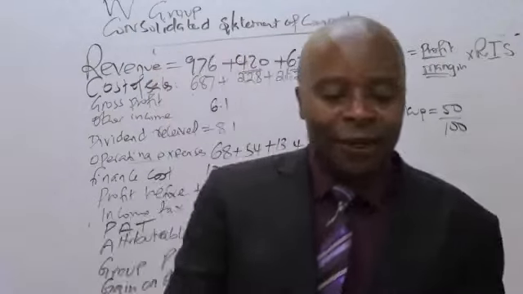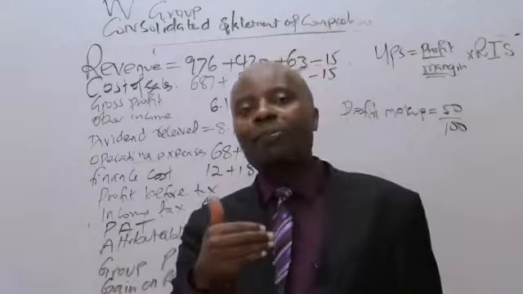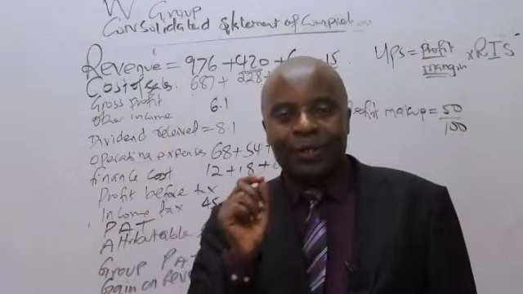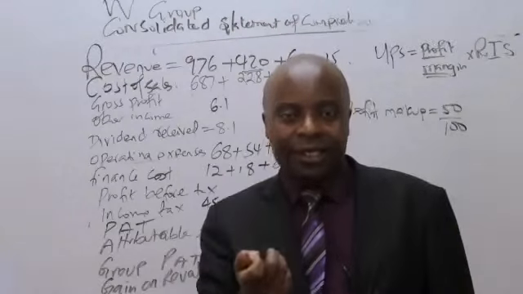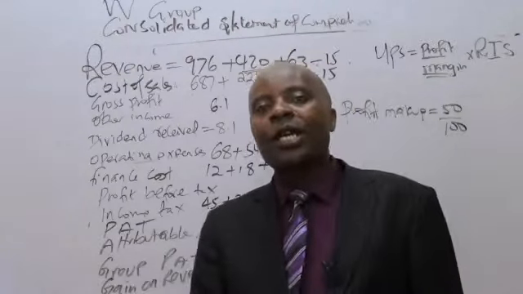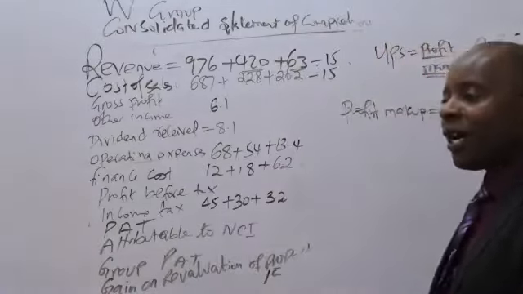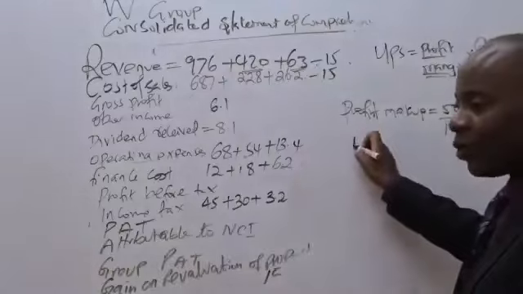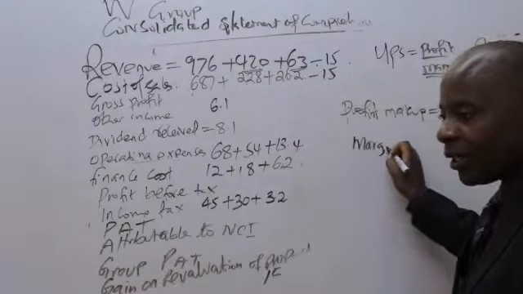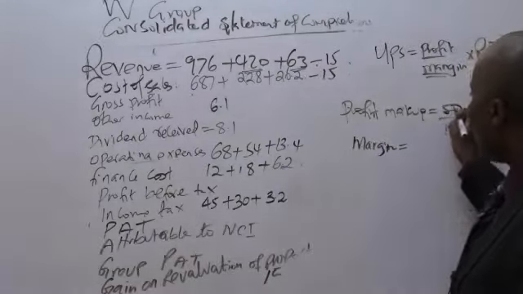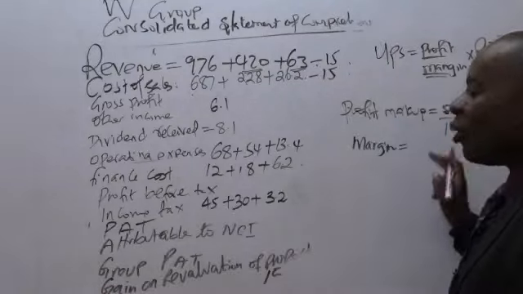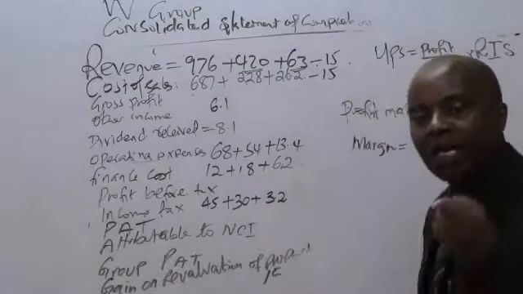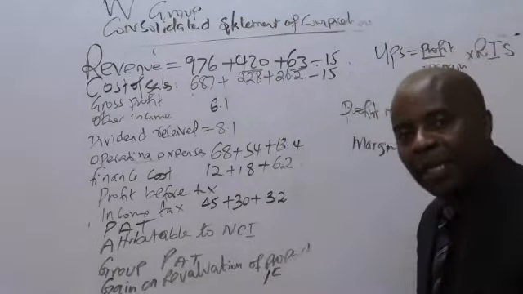And of course, you and I know that we rarely make use of markup in group consolidation, because they won't give you the cost of their goods. In most cases, they'll give you the sales. So in group consolidation, we always prefer margin. Margin has a bigger denominator.